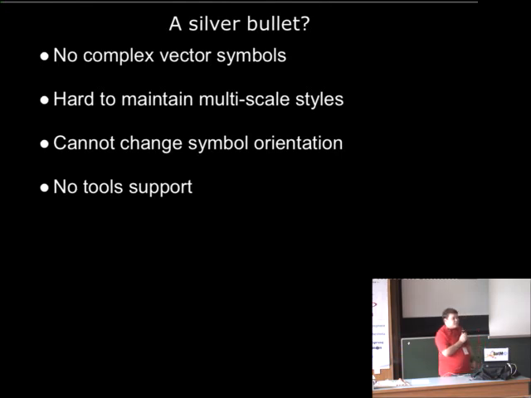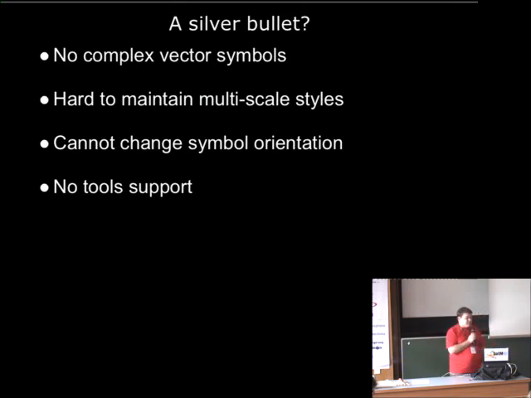Is MapCSS a silver bullet? The short answer is no, not yet. First, MapCSS doesn't allow complex vector symbols. So if you want to symbolize your map with complex symbols, you should use raster icons. It's not always very usable.